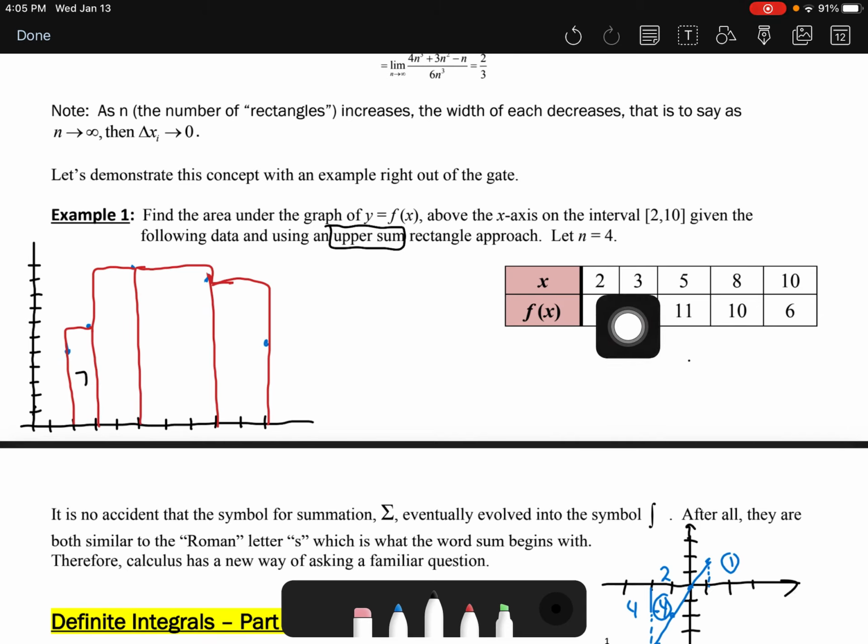Okay, then as I move to my next one, from 3 to 5, I've got a width of 2 there, and I've got 2 heights to choose from.